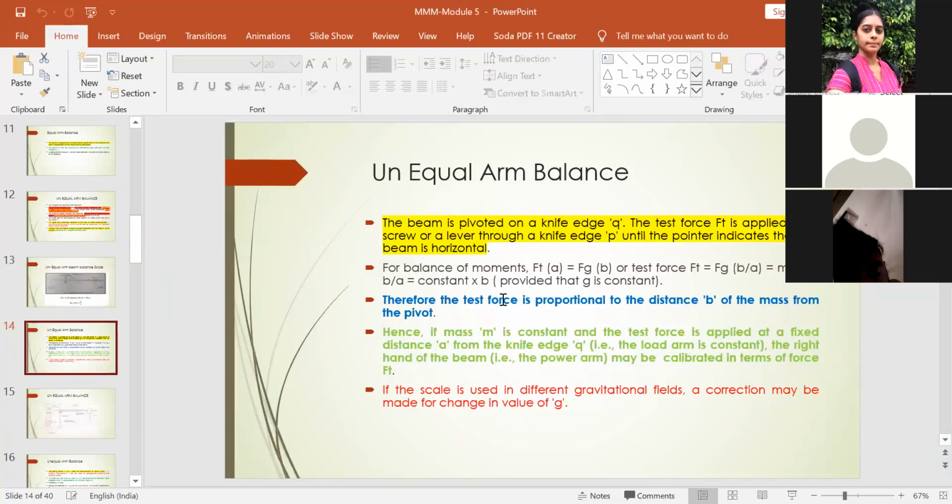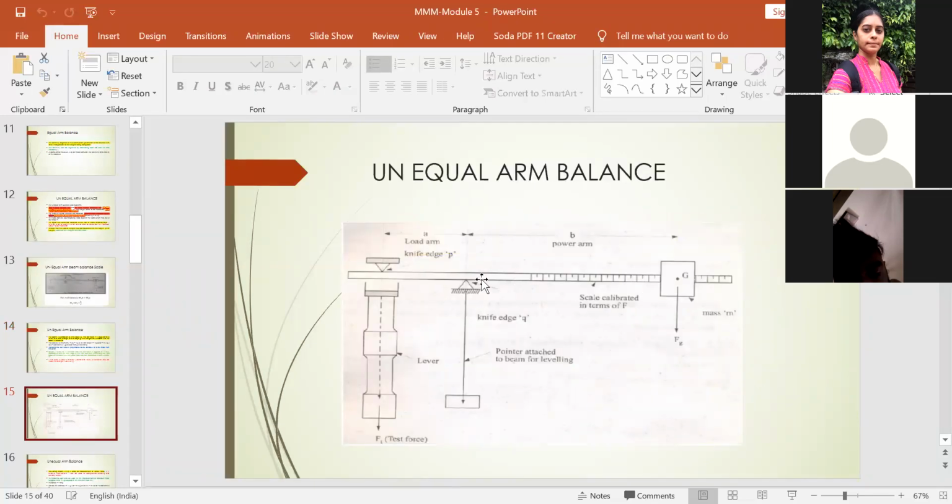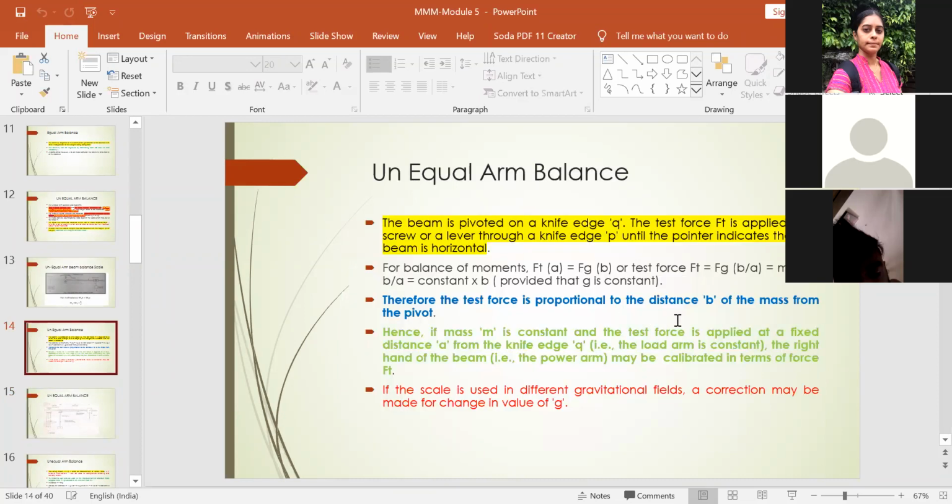Therefore the test force we have to calculate will always be directly proportional to the distance B at which our standard mass is pivoted, because everything else remains the same. So it depends upon how you vary the power arm distance. Accordingly, you will get the value of our unknown mass. You can do trial and error and get the optimized value for our unknown mass in comparison to the standard mass. So that is what has been told.